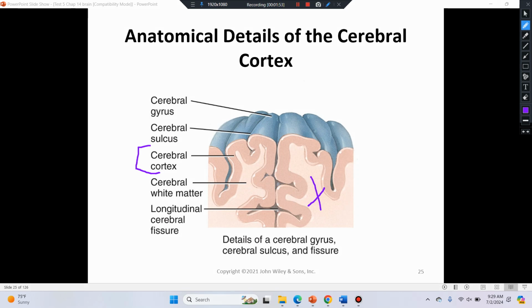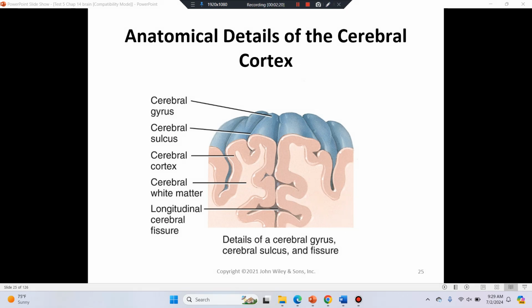And though we don't see it in this image, I'm trying to draw it, there's what we call basal nuclei. A nucleus is a group of cell bodies surrounded by white matter. That's what a nucleus is. The vast majority of the brain is made of the cerebrum, over 80%.